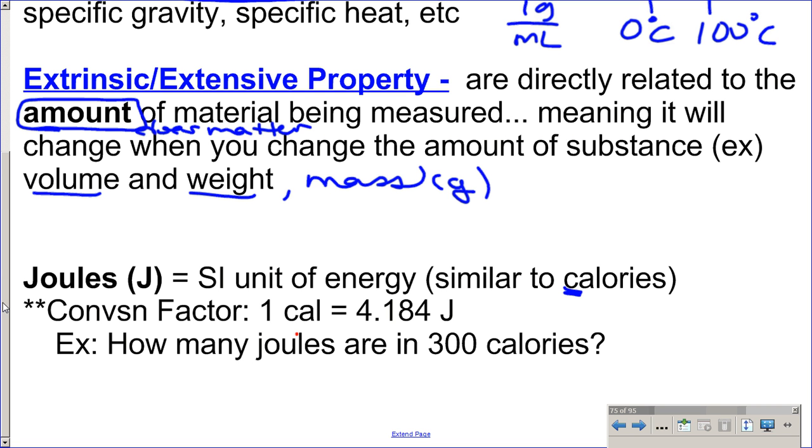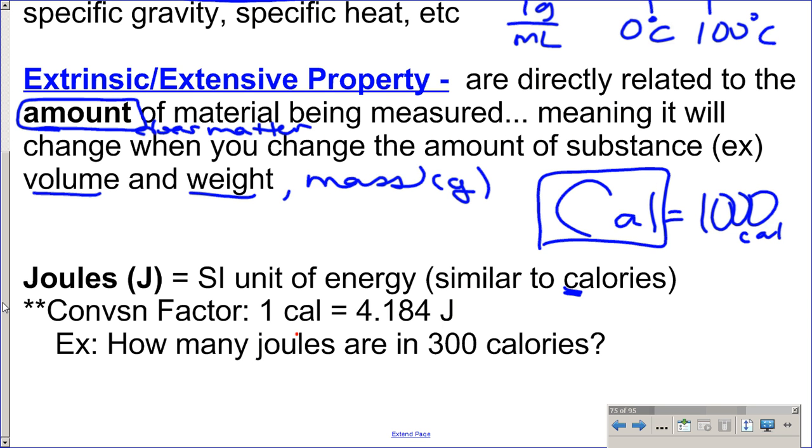So anyway, calories here, lower case c calories. If you ever look on a nutrition label, it's not a lower case c, it's a big C, because big C calories is equal to 1,000 little c calories. So a banana has about 100 calories in it. That's not bad, right? 100 calories is good for you. But that's big C calories. So if a banana has 100 big C calories, how many little c calories is that?